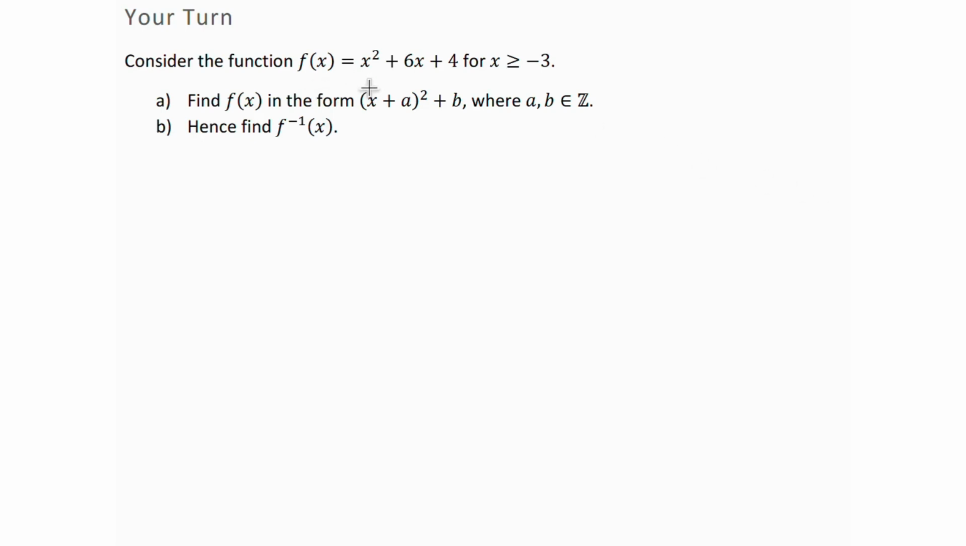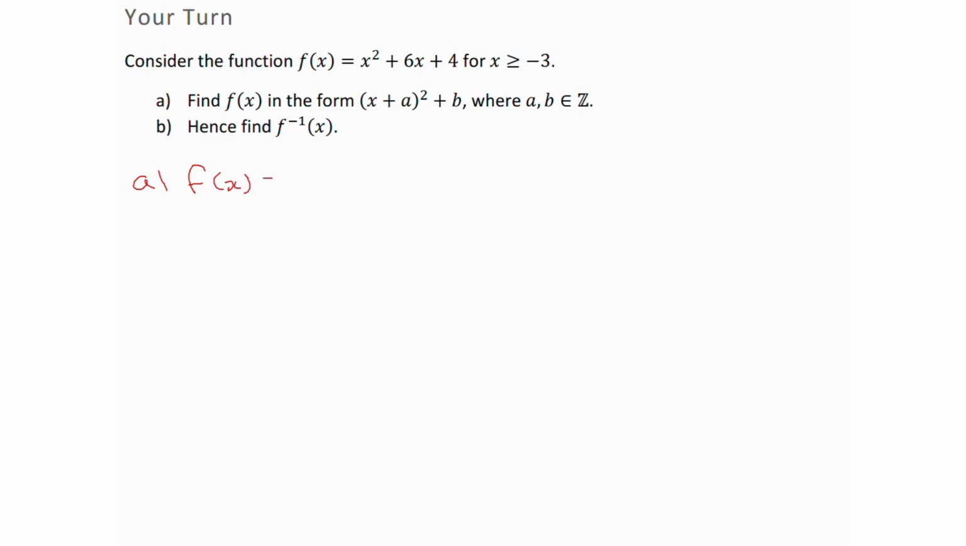Consider the function f of x equals x squared plus 6x plus 4 for x greater than or equal to -3. We've got a restricted domain here. Part A, find f of x in the form (x plus a) squared plus b. So we're completing the square.